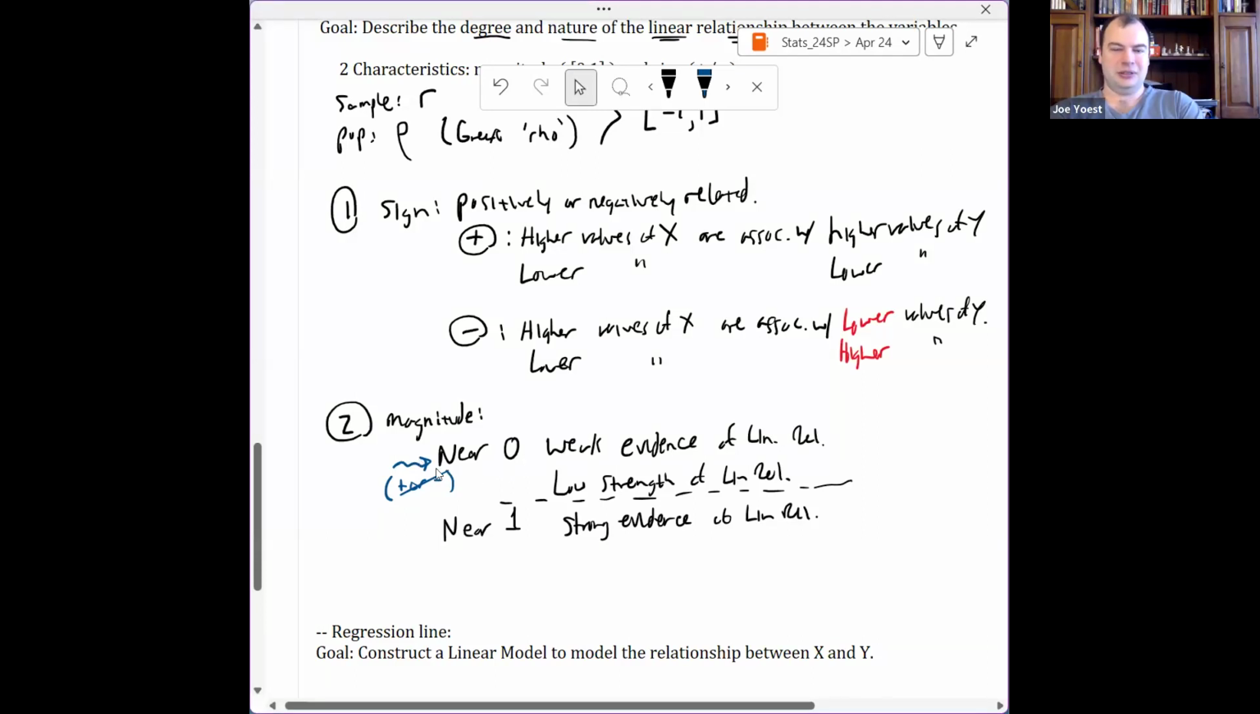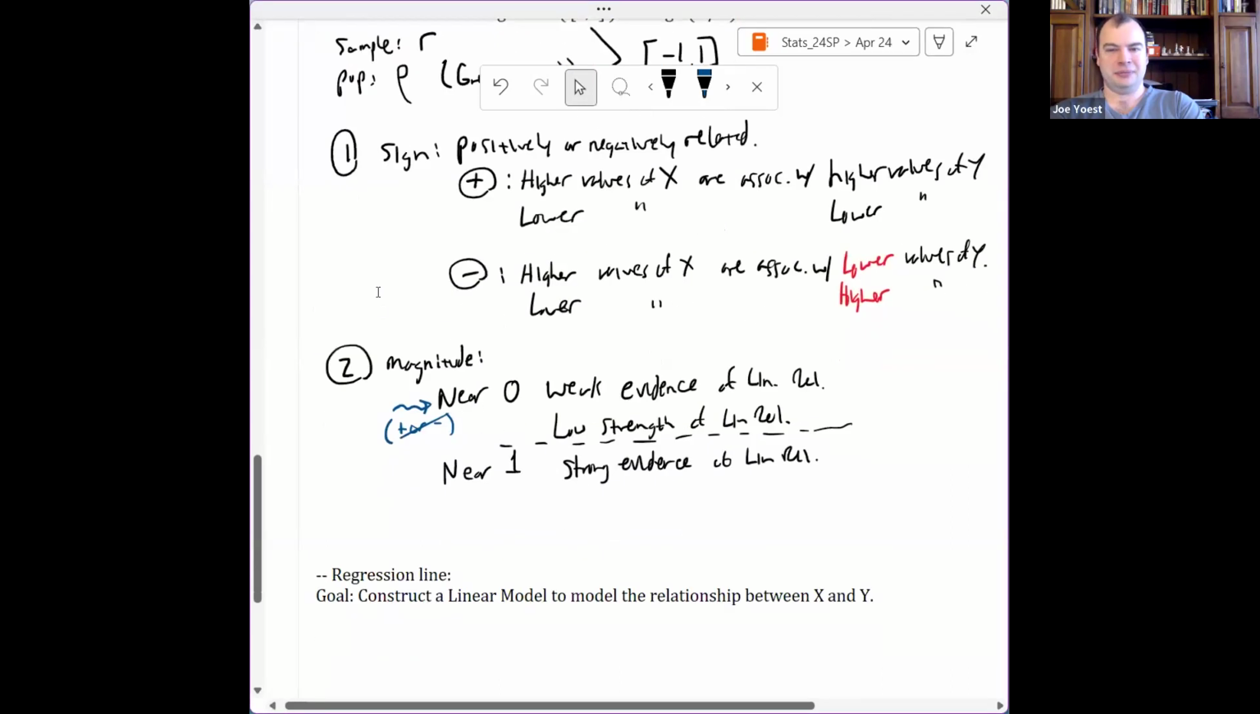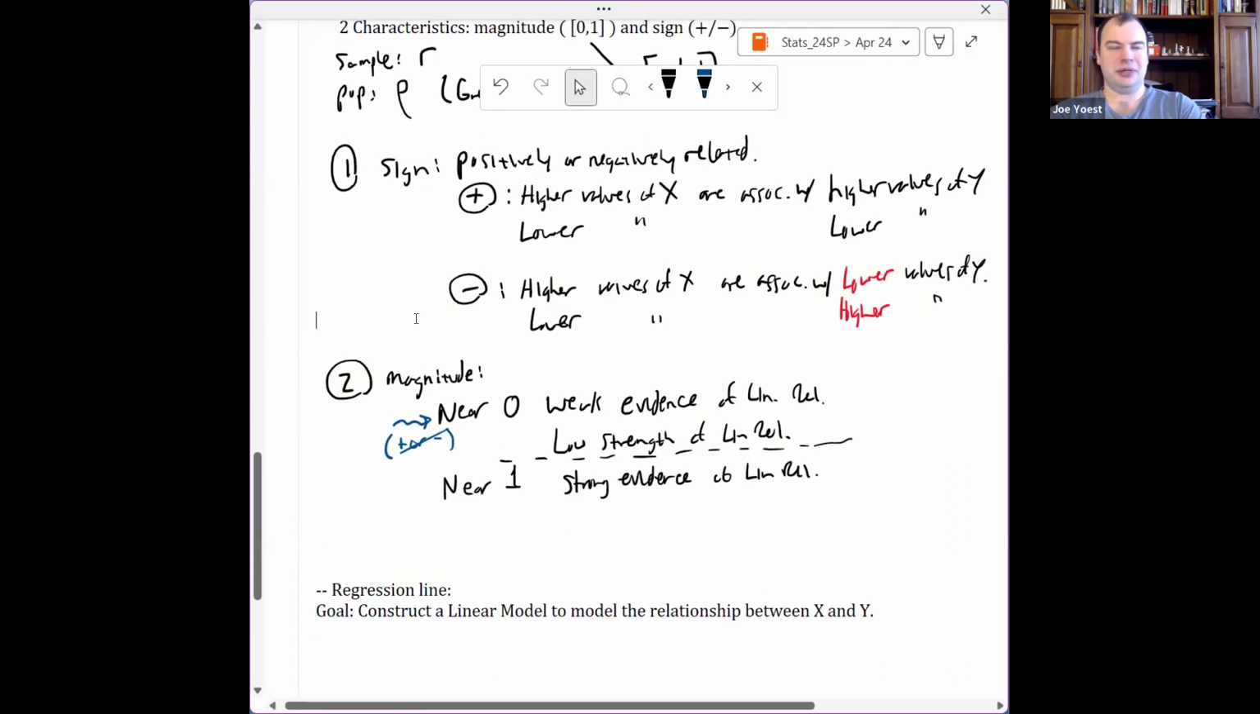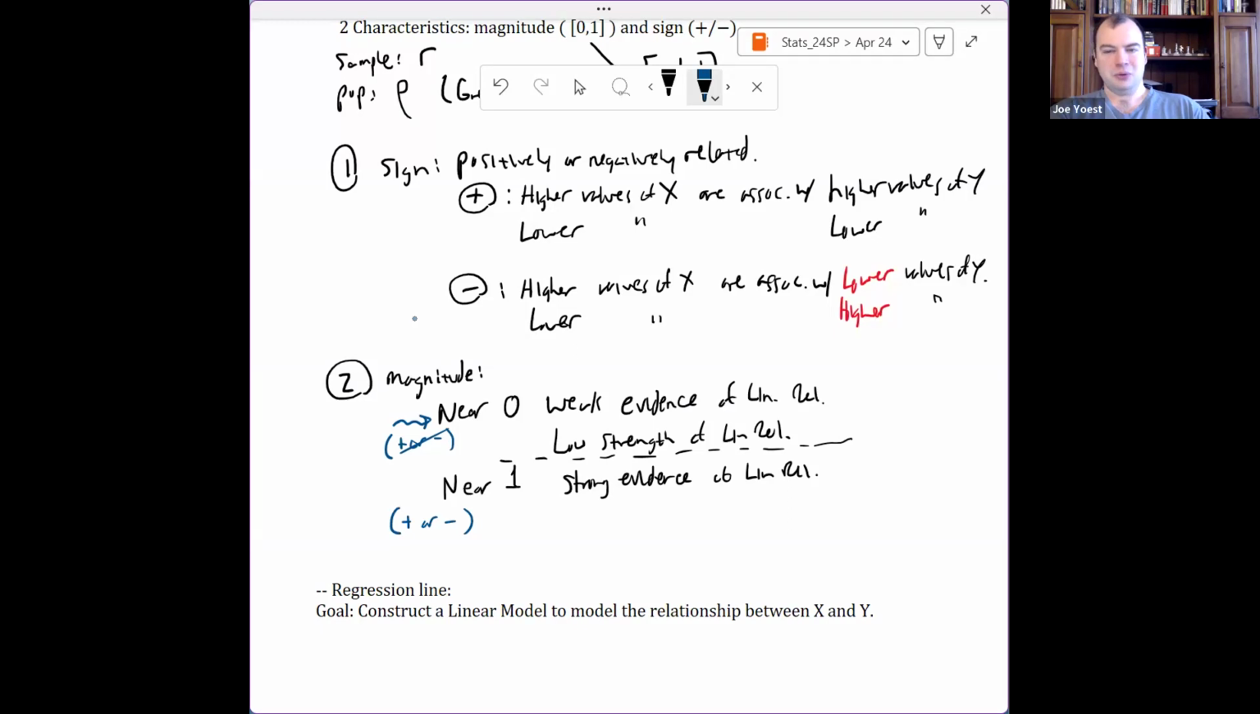So yeah, if magnitude is near 0, we don't care much about the sign, because there's weak evidence of a linear relationship. I don't really care what we're suggesting the nature of that relationship is, because I don't think such a relationship exists in the first place. But when we have strong evidence of a linear relationship, I think the relationship does exist. Now I very much care about the nature. I very much care whether my correlation is like positive 0.8 or negative 0.8. That tells me a lot, because I think there is a strong linear relationship between the variables. So now the nature of that relationship becomes important.